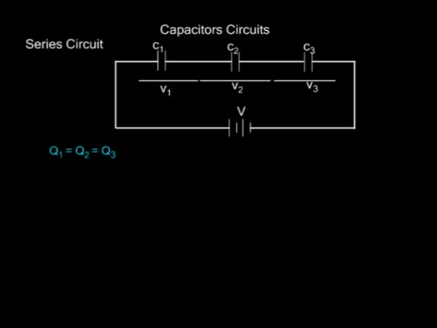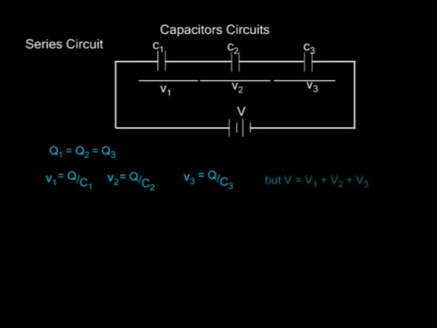And the reason for this is because once the battery draws electrons from one of the plates, let's say capacitor 1, the negative charge on the negative plate of C1 induces a positive charge on one of the plates of capacitor 2. And this process is repeated until charges appear on all other capacitor plates. So let the charge on each capacitor be Q. The potential difference across the individual capacitors will be given by V1 is equal to Q over C1, V2 is equal to Q over C2, and similarly V3 is equal to Q over C3.